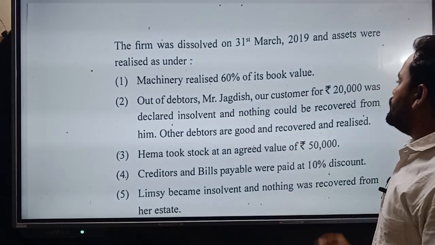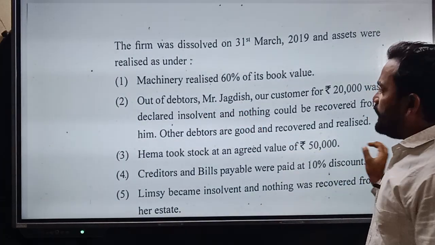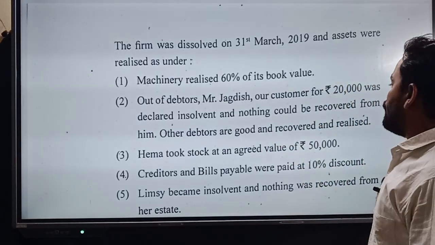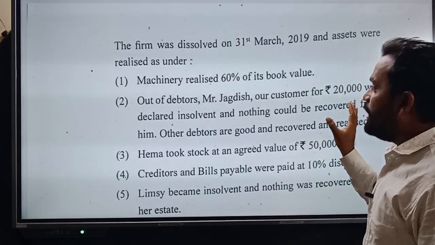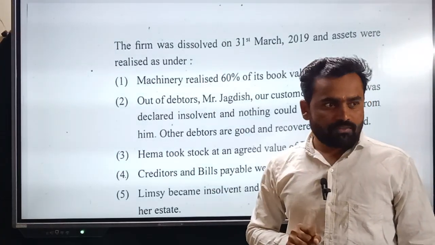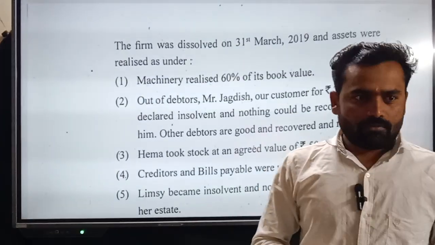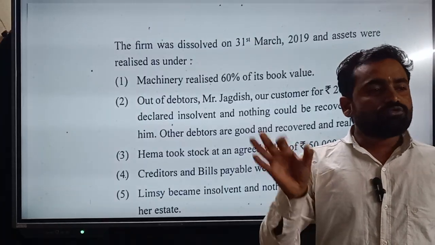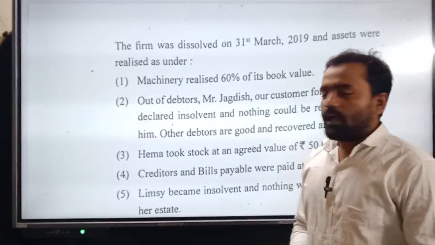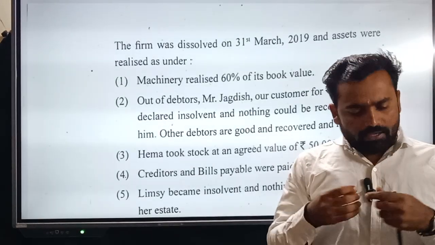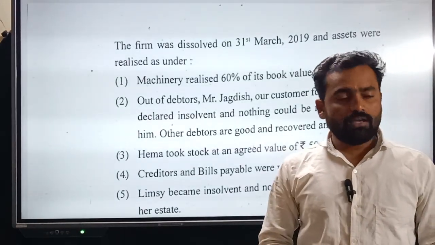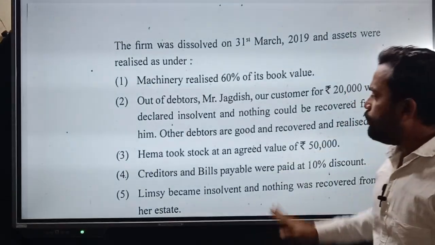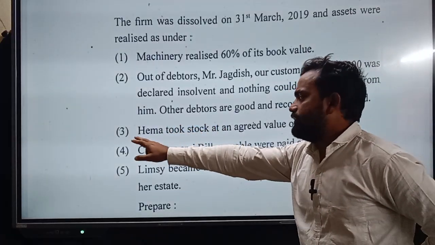Out of debtors, Mr. Jagdish, our customer, rupees 20,000 was declared insolvent and nothing could be recovered from him. Other debtors are good and were recovered and realized. Mr. Jagdish could not pay us, because he was an insolvent person. An insolvent person cannot pay any amount to others. Next, adjustment number 3.